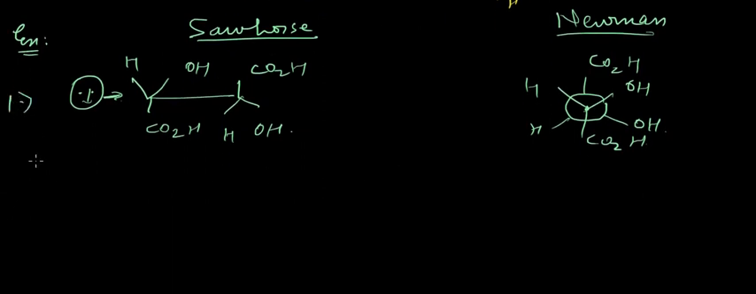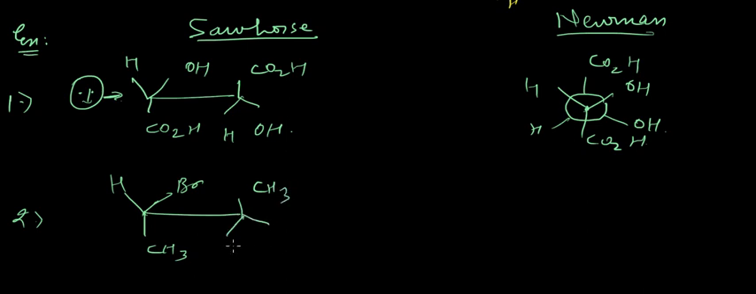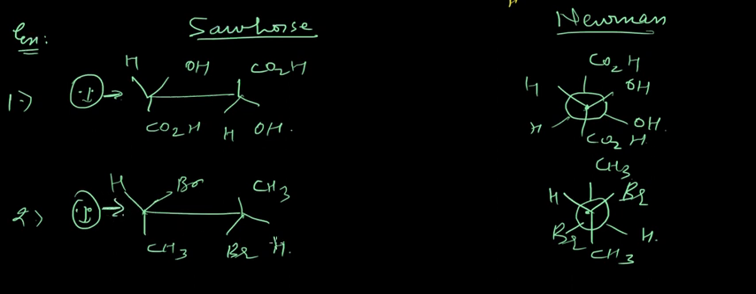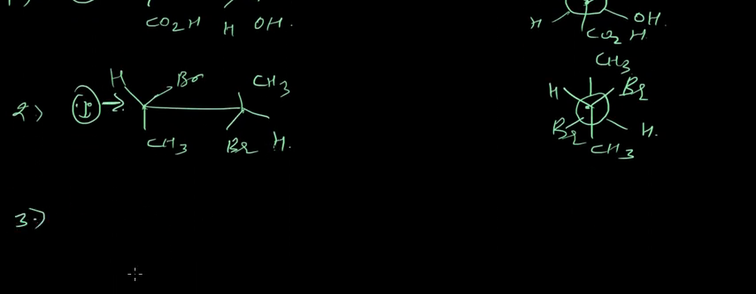Okay, so in the second example we have H, Br. What would be the Newman here? For this case, H, draw a circle, CH3 here, Br here, H here. How do you arrive at it? You are looking from this side. Okay, now what happens here?